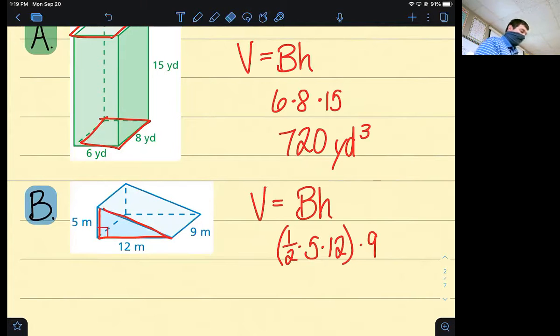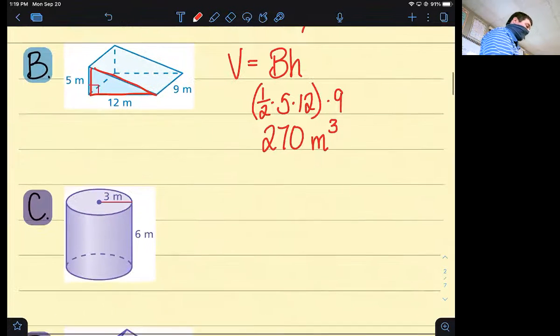So Xander, back to you. What's half of 12? 6. What's 6 times 5? 30. And 30 times 9. Okay, and we're going to label that in meters cubed. Yeah, I know. It's an adjustment.